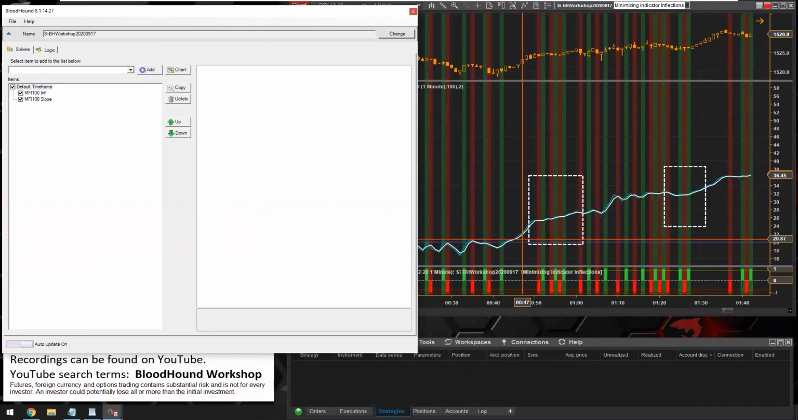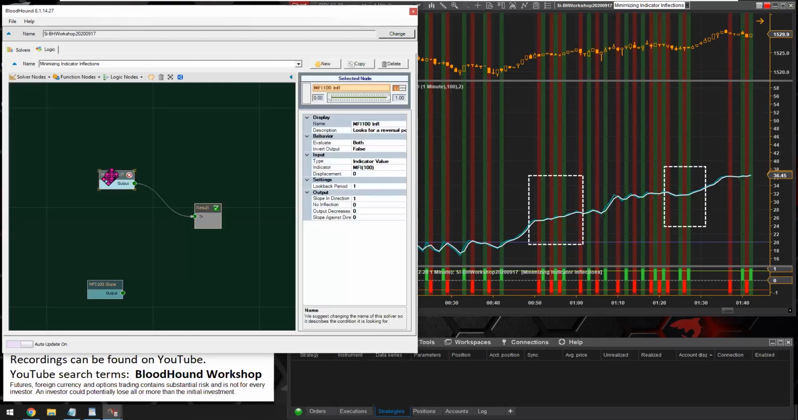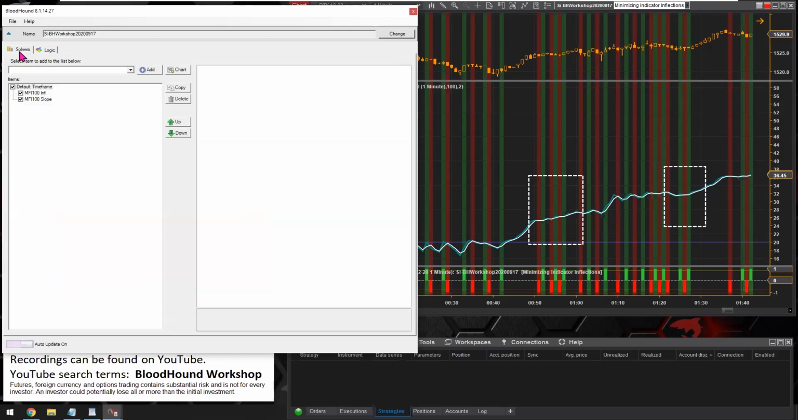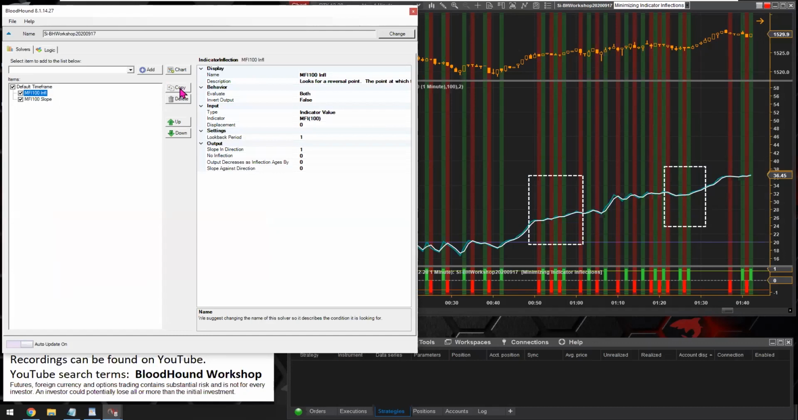So how do we use the SMA indicator to smooth out the MFI inside your solver here? What I'm going to do is go back to the solvers tab, and make a copy of this inflection solver here. And this will be the SMA 2 of the MFI 100 indicator. All right, and find the inflection.